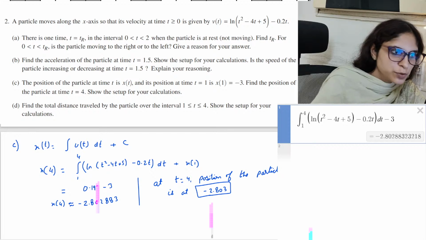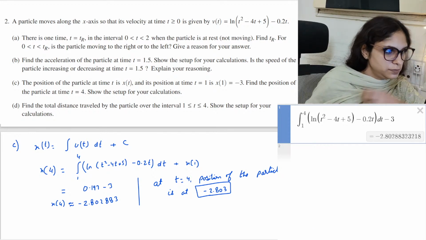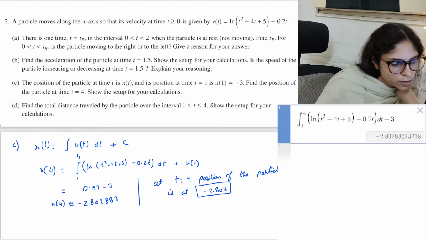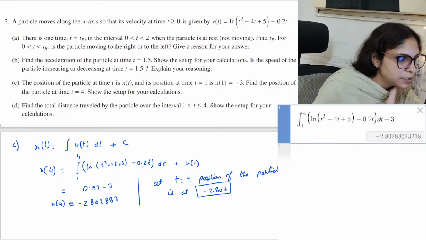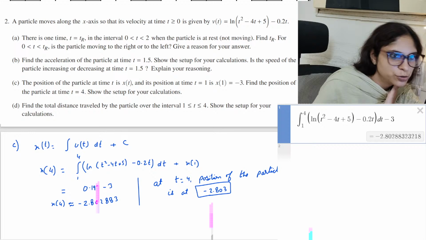So you just need to know that position is integration of velocity. In velocity, we are integrating from 1 to 4. And velocity is given by ln t squared minus 4t plus 5 minus 0.2t.